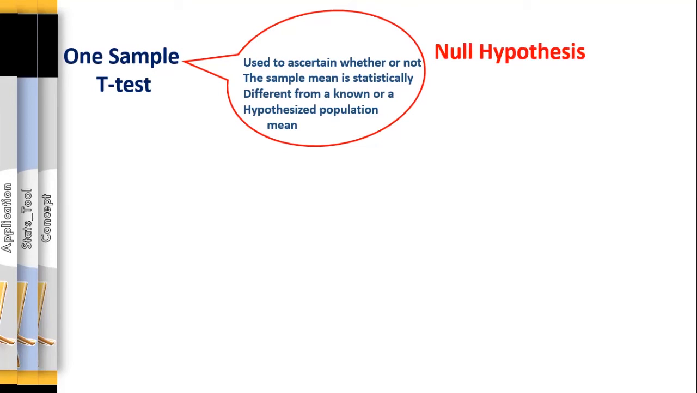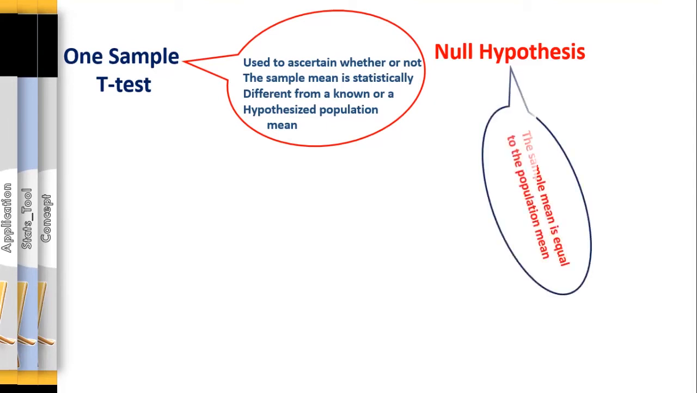Now, there is a null hypothesis that is always tested for whenever we are undertaking one sample t-test. And that null hypothesis is that the sample mean is equal to the population mean. So this is the null hypothesis. And so when our p-value is statistically significant, then we reject this null hypothesis.